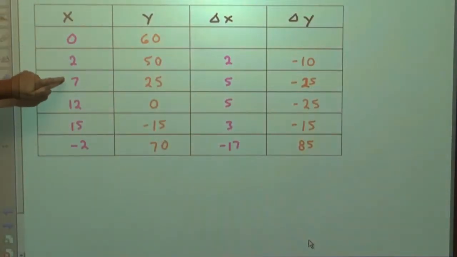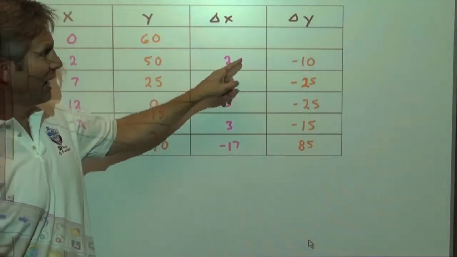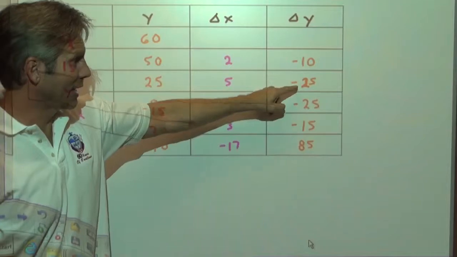This point right here, we're going up by 5, and we're going down by 25. So, the change in the x is 5, and the change in the y is, we're dropping by negative 25.